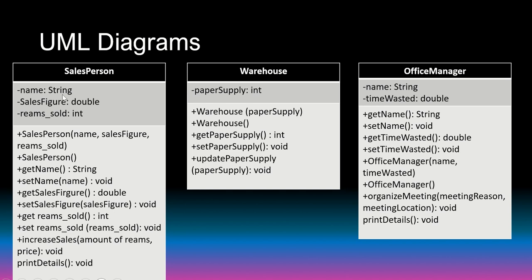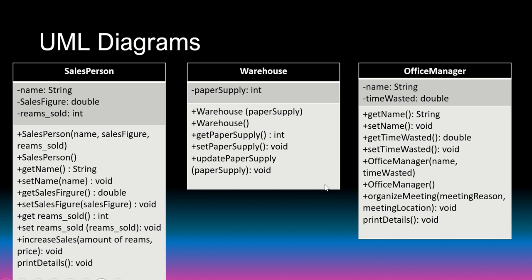Print details is going to just print all of that out for me. Next, we have our warehouse class. And the warehouse class is just going to monitor the supply of paper. That's it. Every time a sale is made, we want to make sure that we decrease the supply to reflect that some paper has now been sold.